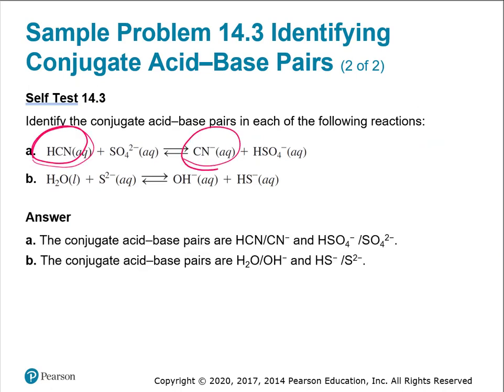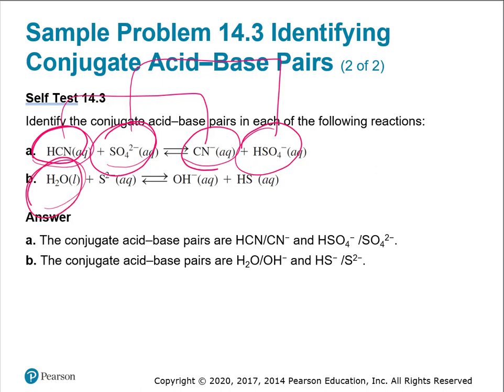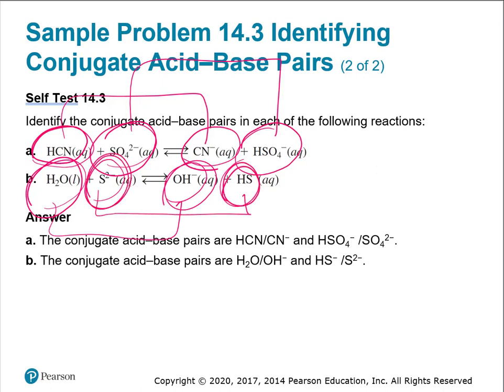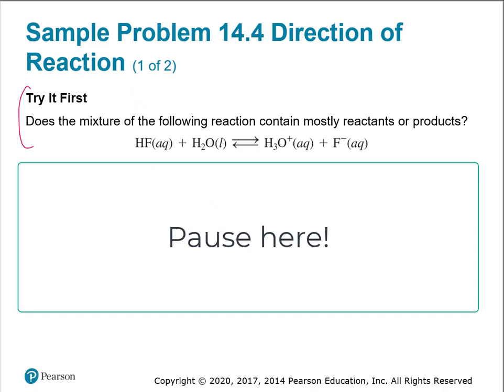HCN's pair is going to be CN minus, and SO4 2 minus is going to be paired with HSO4 minus. It's not asking who's the acid and who's the conjugate base. H2O's pair is going to be OH minus, and S 2 minus, sulfide, is going to be with HS minus. Pause the video here to try this problem.